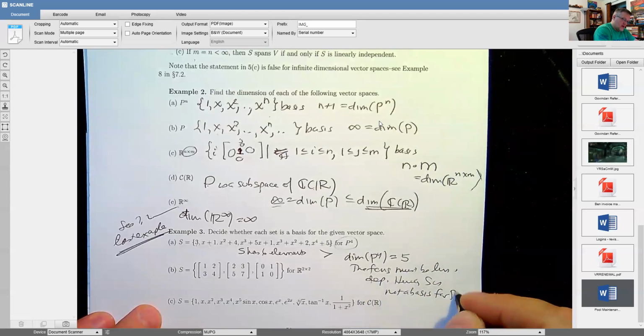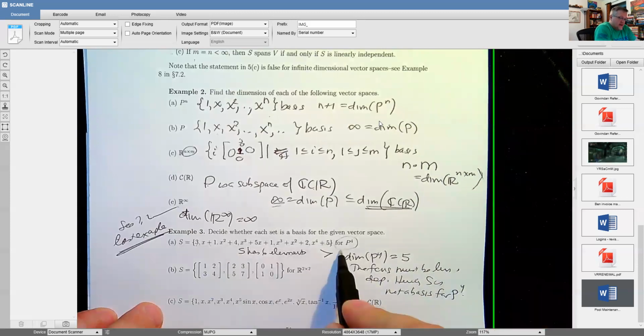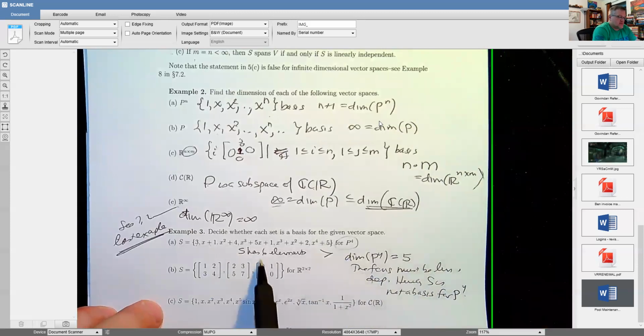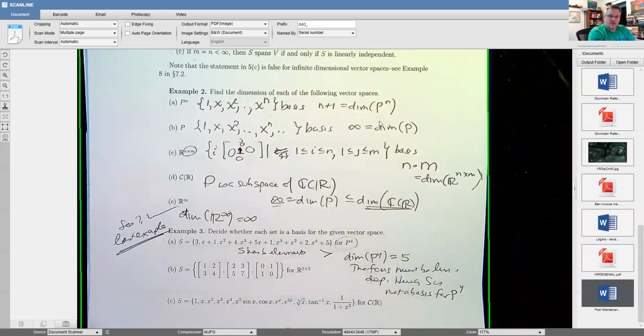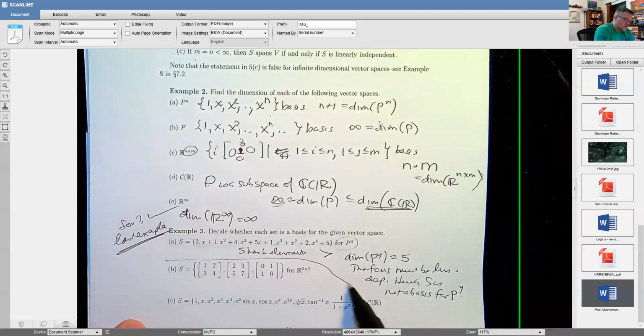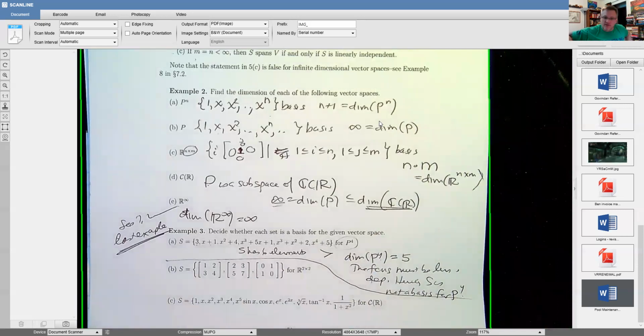for P4. And moreover, there's one more thing. Remember, the basis gives you the dimension. So any basis for P4 would have to have exactly 5 vectors in it. This one has 6. I'm actually going one step further and making a claim about independence. But really, all you needed to know was that there are more elements than the dimension. And so it can't be a basis.